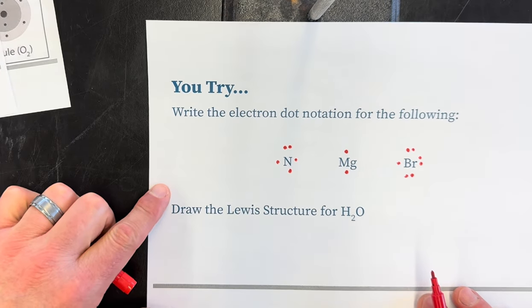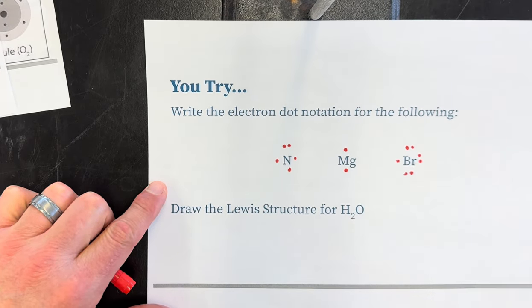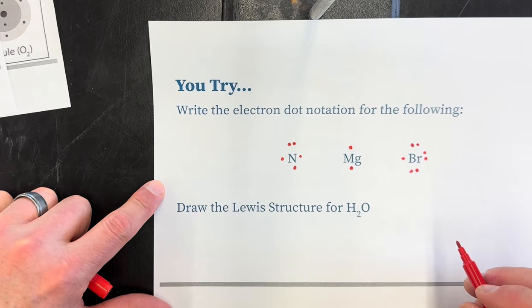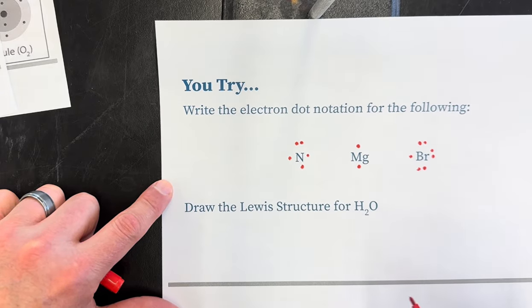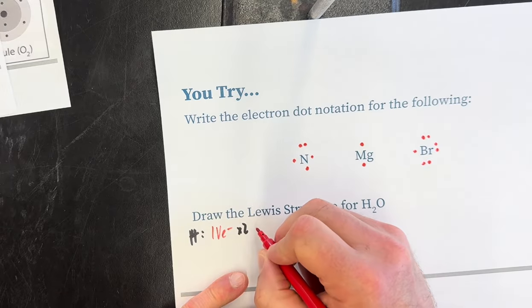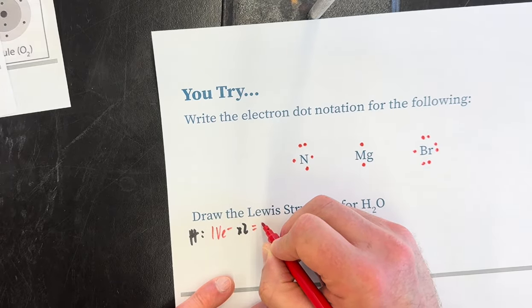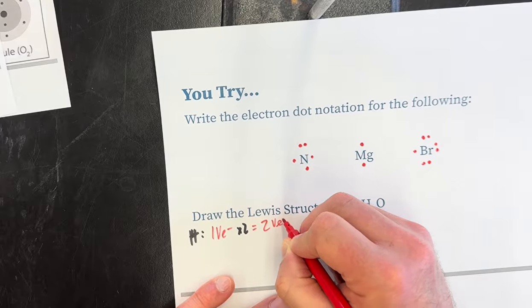So let's take a look at how we draw the Lewis structure for water. We know that hydrogen has 1 valence electron and oxygen has 6 valence electrons. So in this case, I'm going to keep track of all the electrons that I have. So for hydrogen, there is 1 valence electron, and in this molecular formula, there's 2 of them. So I'm going to multiply it times 2. And so that means that the hydrogens bring 2 total valence electrons.